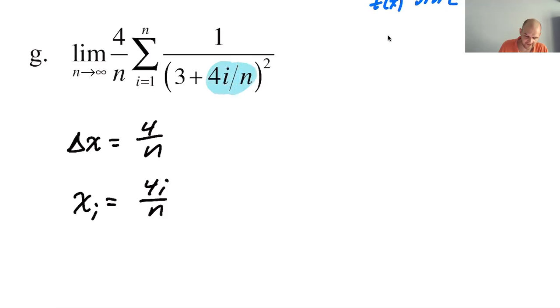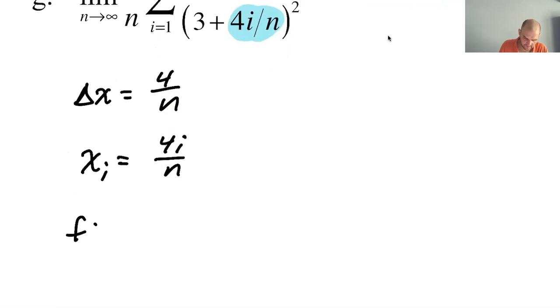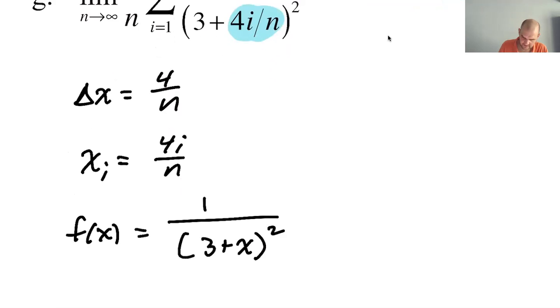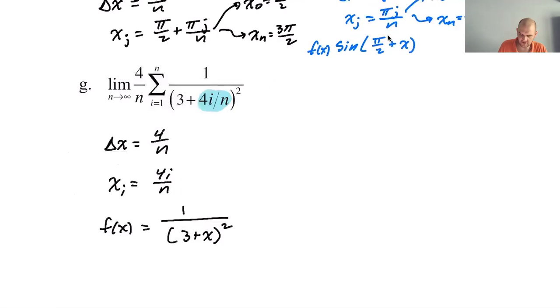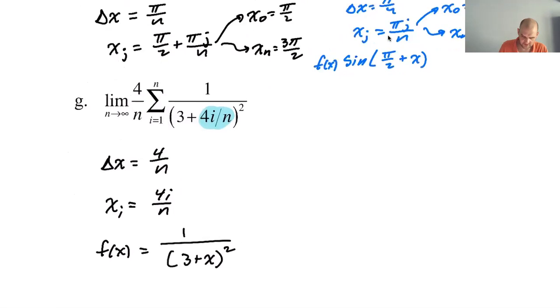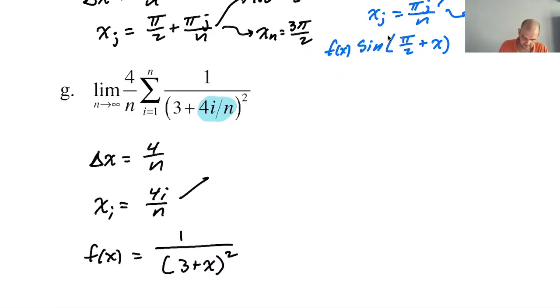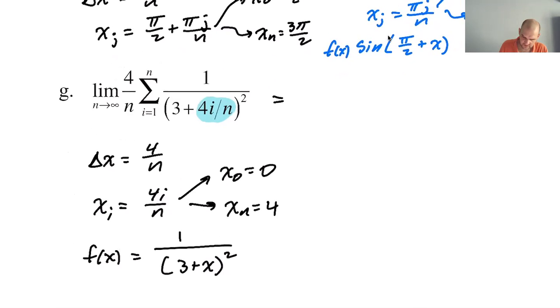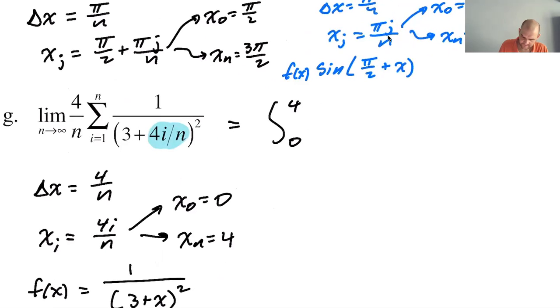So what's my function? It's 1 over 3 plus x sub i, so 3 plus x, squared. Why did I use 3 plus all the time? Very strange. So then x0 is 0, xn is 4, so this should be the integral from 0 to 4 of 1 over x plus 3 squared dx.